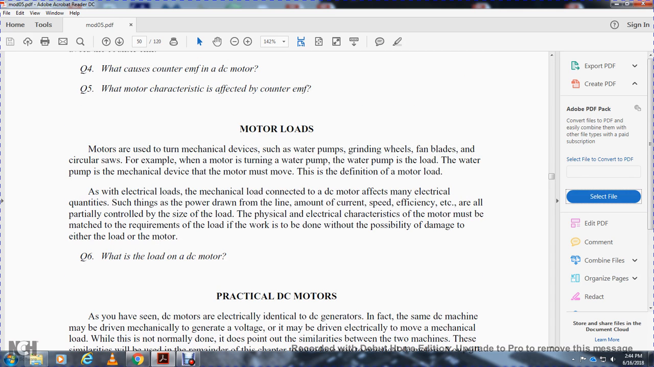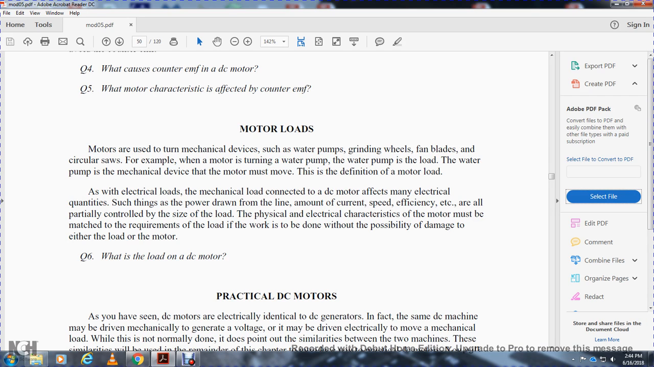Next, motor loads. Motors are used to turn mechanical devices such as water pumps, grinding wheels, fan blades, and circular saws. For example, if the motor is turning a water pump, the water pump is the load. The water pump is a mechanical device that the motor must move, which is the definition of the motor load. The mechanical load connected to the DC motor affects many of the electrical quantities, especially power drawn from the line, current, speed, and efficiency, and these are particularly controlled by the size of the load.